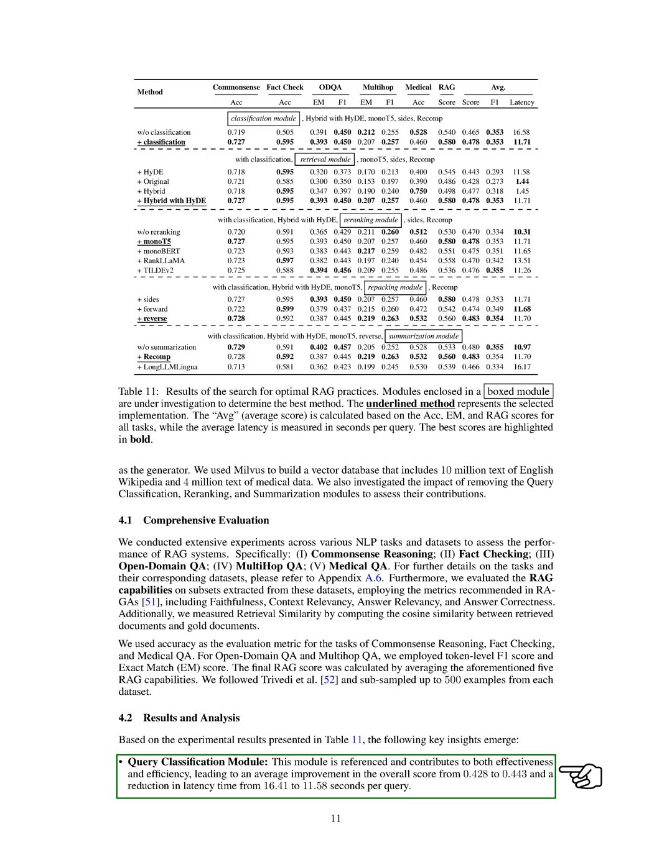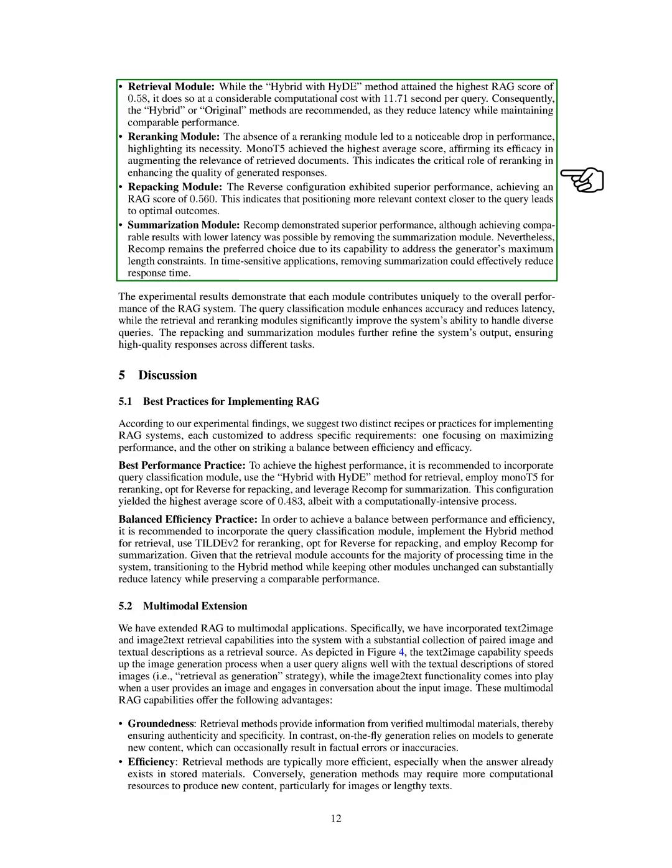seconds per query. Regarding the retrieval module, although the hybrid with HyDE method achieved the highest RAG score of 0.58, it comes at a significant computational cost of 11.71 seconds per query. Therefore, we recommend using the hybrid or original methods to reduce latency while maintaining similar performance levels.